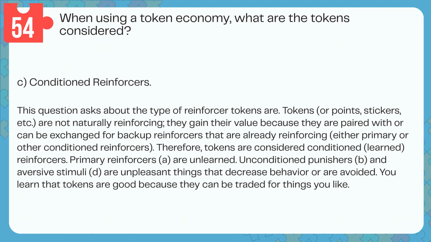Primary reinforcers, A, are unlearned. Unconditioned punishers, B, and aversive stimuli, D, are unpleasant things that decrease behavior or are avoided. You learn that tokens are good because they can be traded for things you like.